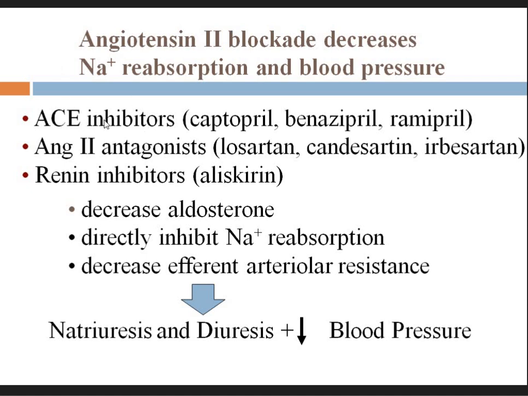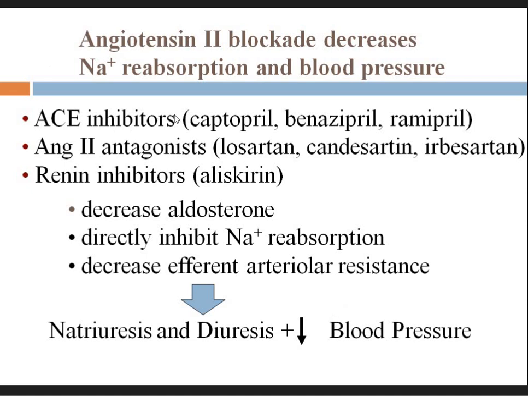This is commonly given. So what do all these do? They decrease aldosterone secretion, they directly inhibit sodium reabsorption, and they decrease the efferent arteriolar resistance. And thus they cause natriuresis and diuresis. Natriuresis, as I told you, is increased excretion of sodium in urine, and diuresis is increased water in urine. That means the increased amount of urine. Okay, and ultimately causing decrease in blood pressure.